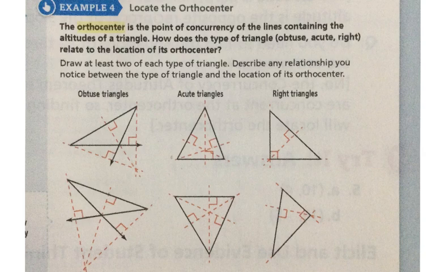So that's kind of what you have to do, is you have to write down those notes. So this is what I want us to write. The orthocenter of an obtuse triangle occurs outside the triangle.